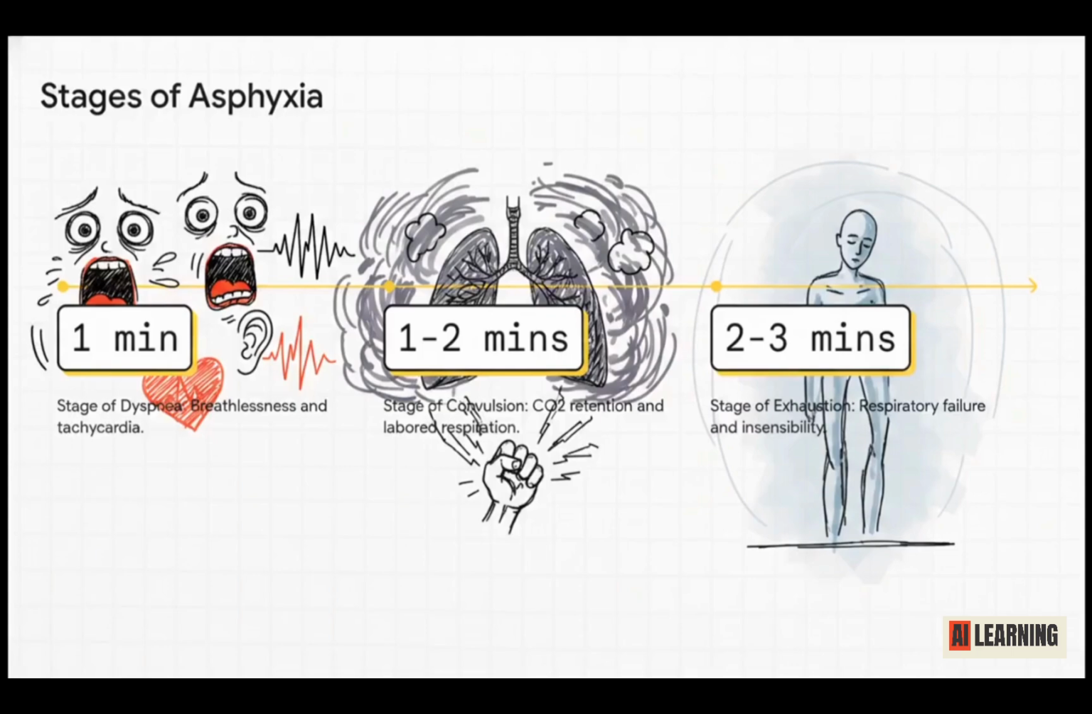Moving into minutes 1 and 2, the body enters the stage of convulsion. Carbon dioxide is building up so rapidly in the blood that it causes labored, spasmodic breathing, spiking blood pressure, and completely involuntary convulsions. And then by minutes 2 and 3, we enter the stage of exhaustion.